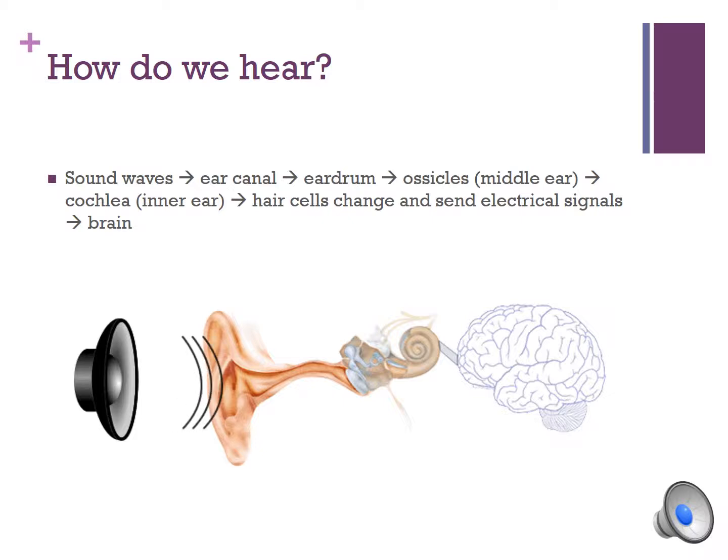But how do we hear? The sound waves first travel through the ear canal until it reaches the eardrum. The eardrum then passes vibrations through the ossicles, or the middle ear bones, into the inner ear's cochlea. The cochlea's hair cells surrounding it change the vibrations into electrical signals that are then sent to the brain through hearing nerves. Once the nerves reach the brain, it then tells us what we're hearing.